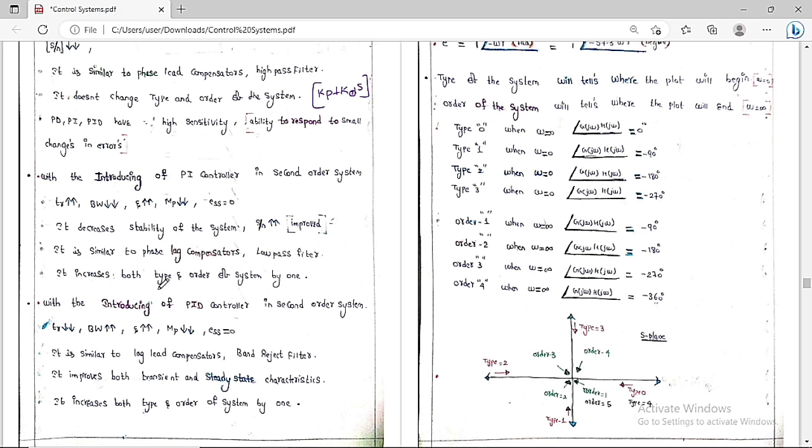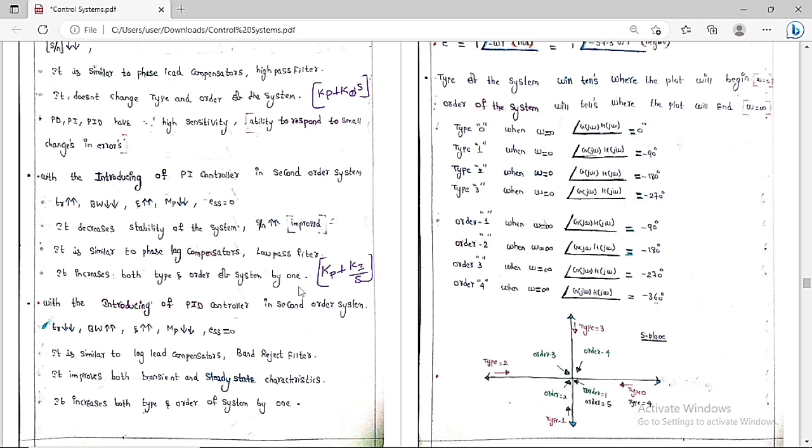It increases both the type as well as the order of the system by 1. With the help of PI, both the type as well as the order of the system increase by 1, because the denominator order increases. As you can see, the PI transfer function is KP plus KI by S. So we can say the type as well as the order of the system increase by 1. These are the things you always have to keep in mind.